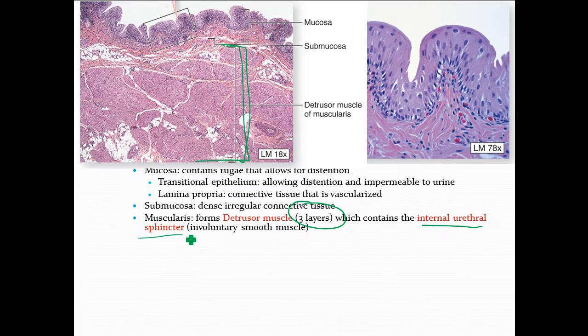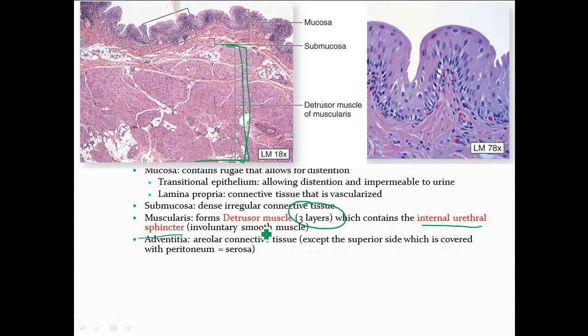So meaning that it's usually contracted until it gets filled up. In this case, it's filled up with urine. When it's filled up with urine, it starts to relax. And when it starts to relax, that's where we start to have this urge to urinate, micturate, right? And we have the external urethral sphincters to prevent us from urinating until we want to go.